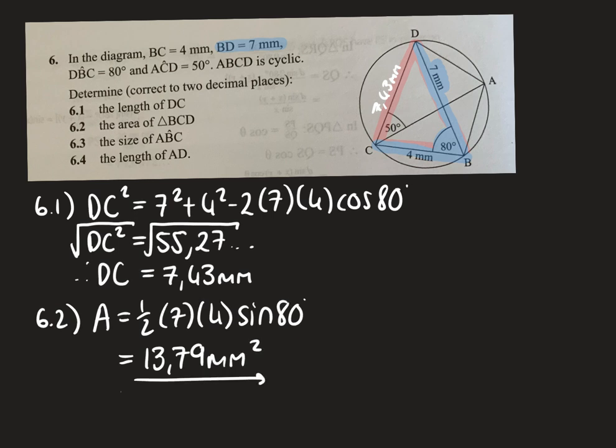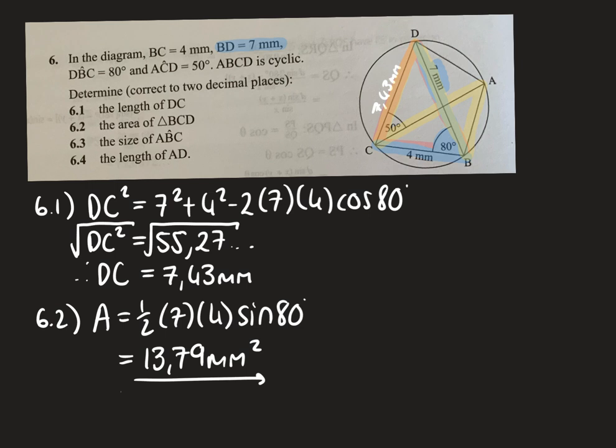Then what's the next question? 6.3, the size of ABC. Okay, so the size of ABC. Now remember I told you that the circle theorems are in play here. So if it's cyclic, there's 3 theorems that take part in this. The one that is the most common is the butterfly. People call it the butterfly or the bow tie.